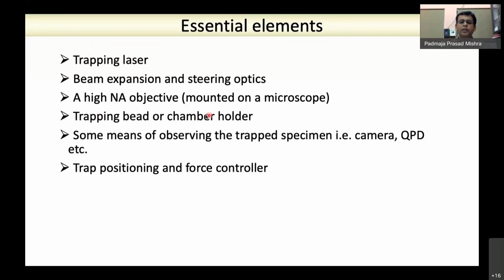You need trapping beads and a sample holder which can hold the sample. Then you need some detectors to monitor the position and to calibrate the position. As I said, you need a QPD, and for visualization of the object, you need a CCD camera, and you need a trap positioning and force controller for that also.